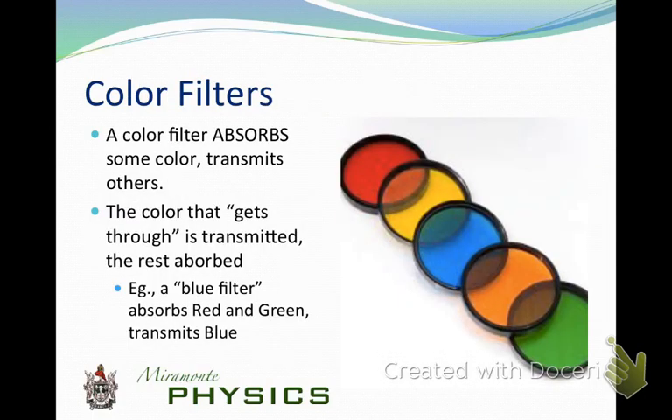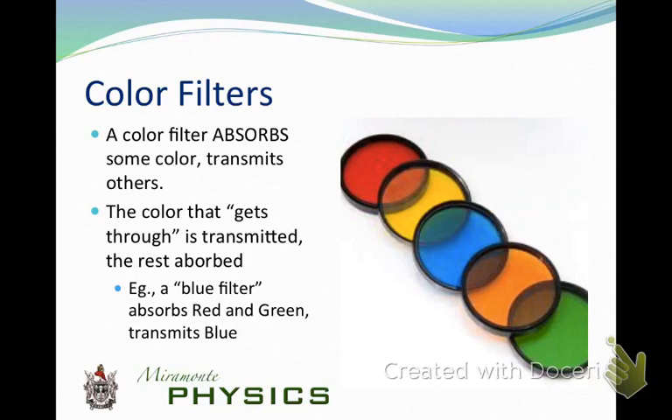Okay, color filters. What are color filters? These are filters, by the way. Here's a little red filter. Can you see it? What does a red filter do? What a red filter does is it absorbs some colors and it transmits other colors. The color that gets through is the one transmitted. So a red filter transmits red light, and it absorbs everything else. If you look at the color wheel, what does a red filter absorb? Blue and green, right? It absorbs blue and green, and it lets red through.